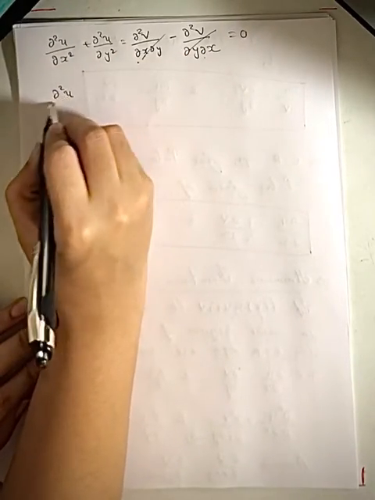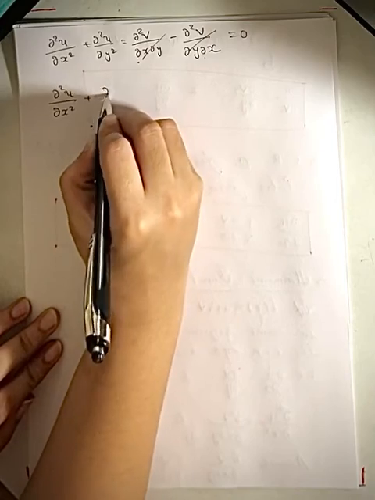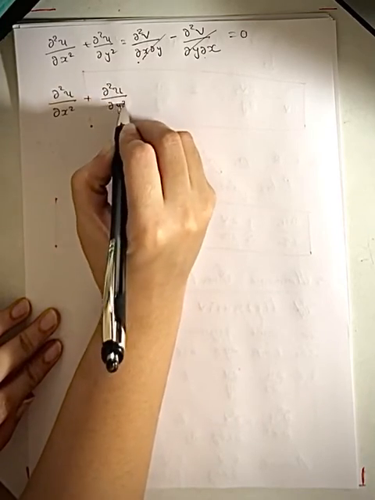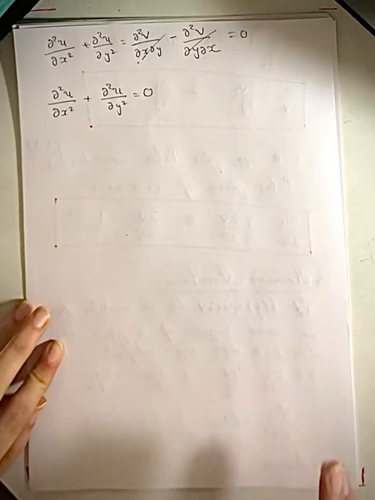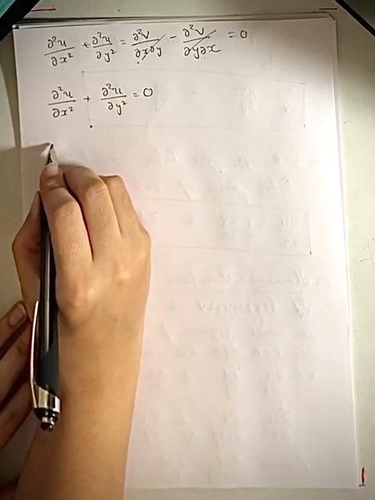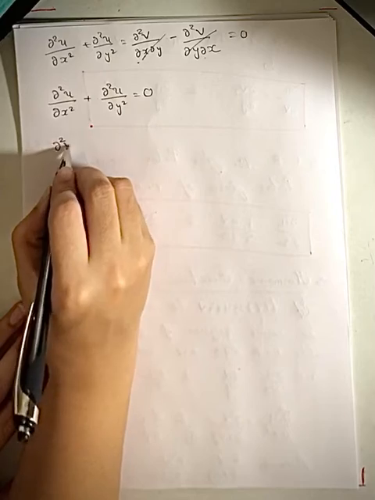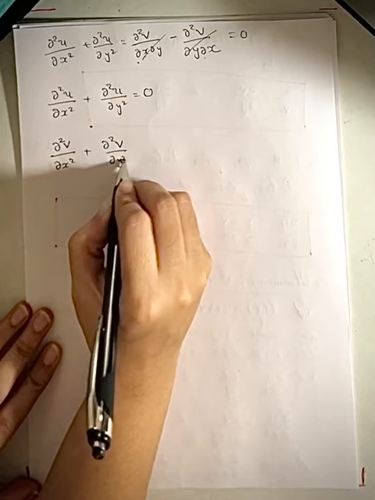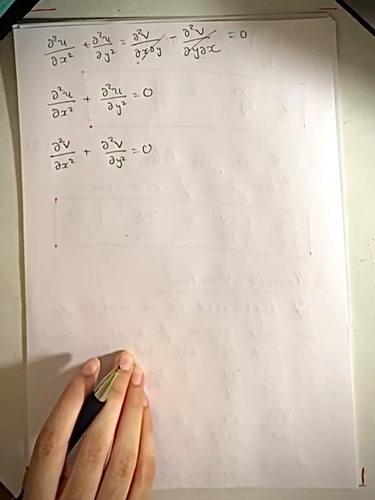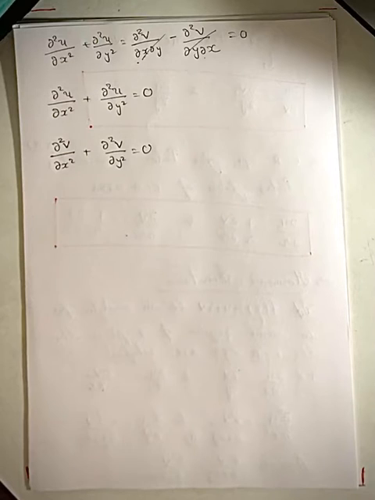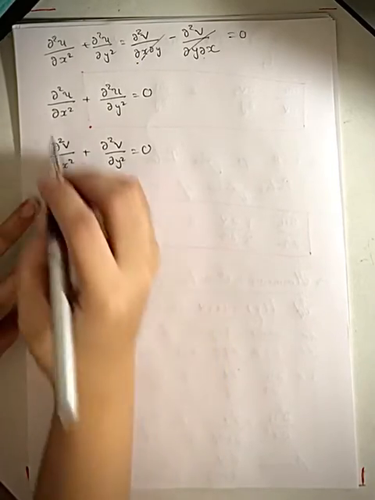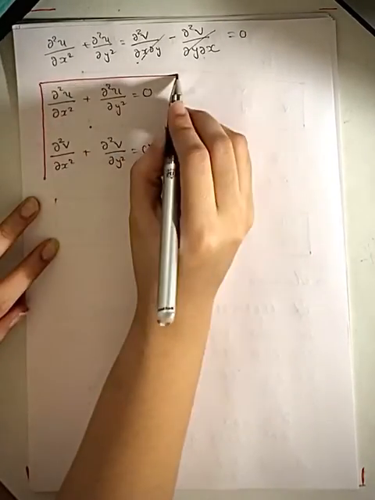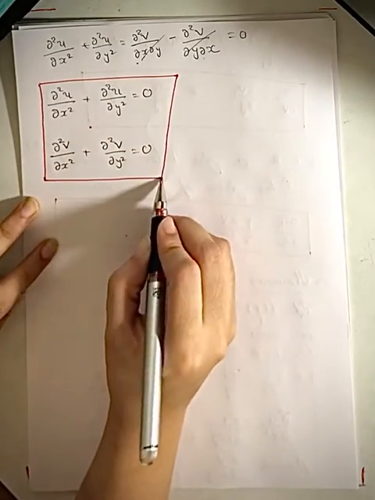So the final answer is del square u by del x square plus del square u by del y square equals 0. And similarly we can achieve a similar result for v, that del square v by del x square plus del square v by del y square equals 0. Okay, so I just derived it because it was a very short derivation, but again there is no need to go through the derivation. All you need to remember is this, because these are important results.